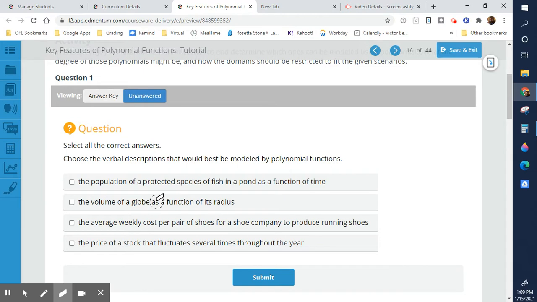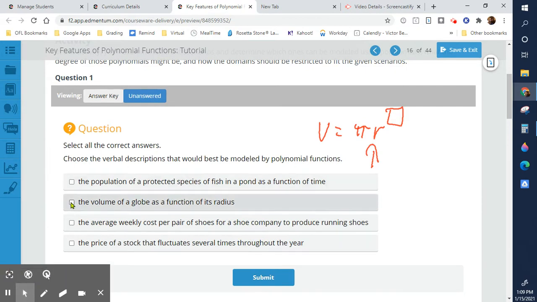Volume of a globe as a function of the radius. This means we're going to have volume, and the formula for volume, you don't really have to be familiar with it, but you know it is related to radius to some power. So the r is the input in this case. This one would be a polynomial mainly because we have this r as an input and it's being raised to some power, some number here. Okay, so let's see what we got here.